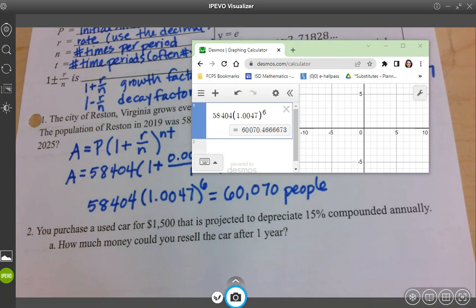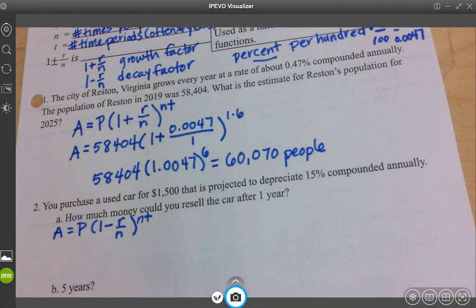Do you guys want to try one on your own, or do you want me to work through it? I had 1 vote for me and 1 vote for you. Go ahead and try it on your own. I'll give you a moment to head start, and then after you have a head start, I'll start working through it. All right. I'm going to have you guys quiet down.